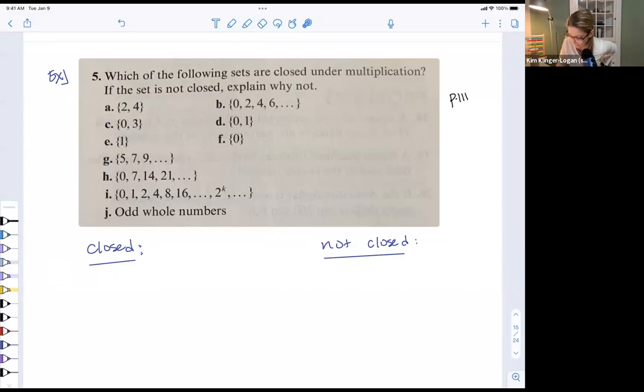Looking at A here, if I take 2 times 2, that's 4, that's in this set, so that's good. But if I take 2 times 4, that is 8, and that is not in the set. So A is not closed since 2 times 4 is not in the set A.